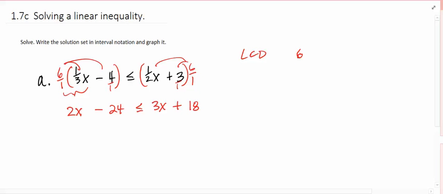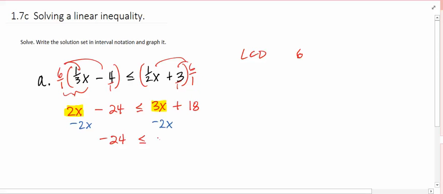Now I'm going to continue to use the addition-subtraction property of equality to get my variables in one spot. There we go. So we have a negative 24 less than or equal to 1x, but I can just write x. Then I continue with that addition-subtraction property. And here we go. So I have 42. It's negative.